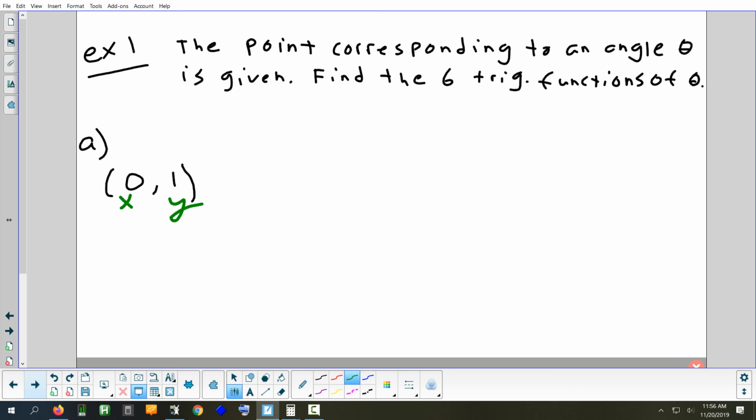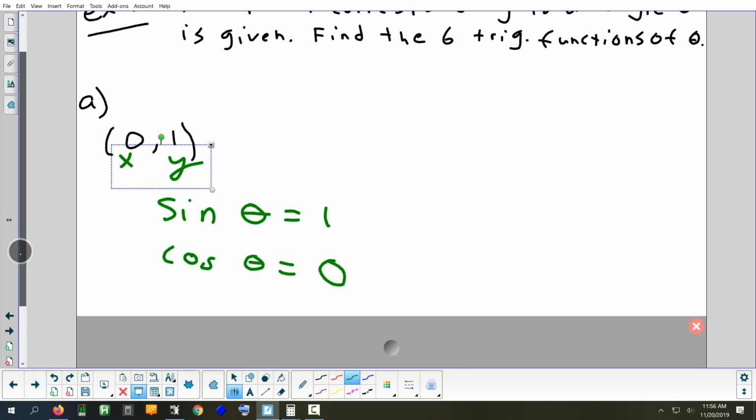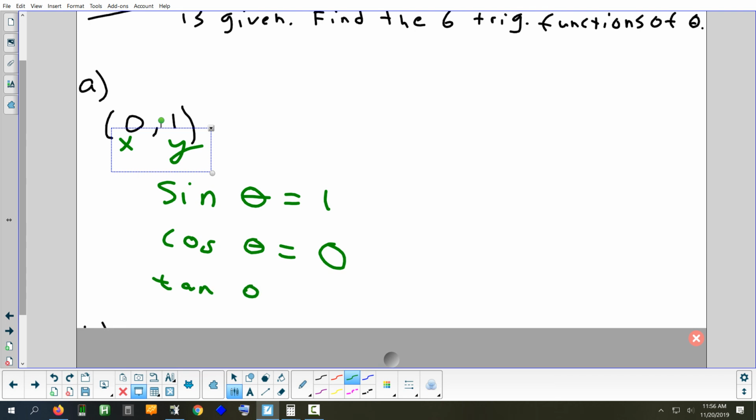So, what would be the sine of the mystery angle that this coordinate represents, which we know is 90, but who cares? The sine is the y. Sine's 1. What about the cosine? 0. It's the x. The tangent of this mystery angle? 1 over 0. What happens when you divide by 0? Can't do it. So 1 divided by 0, anything divided by 0, we put undefined.